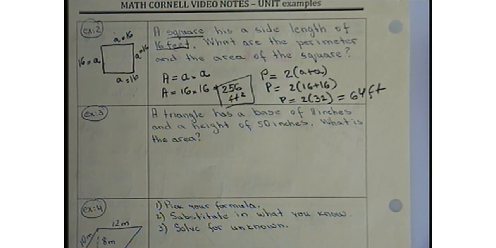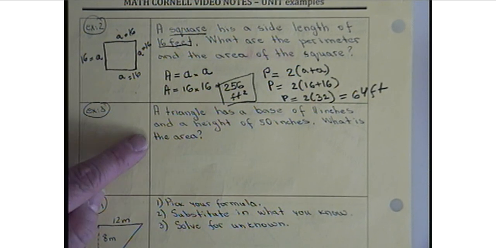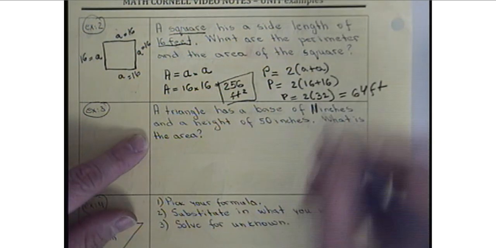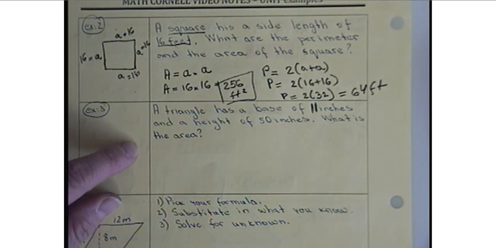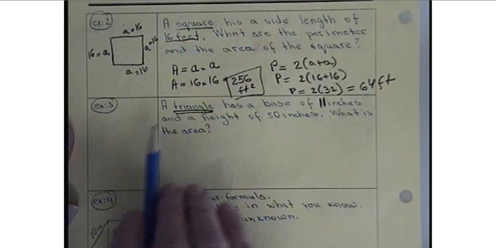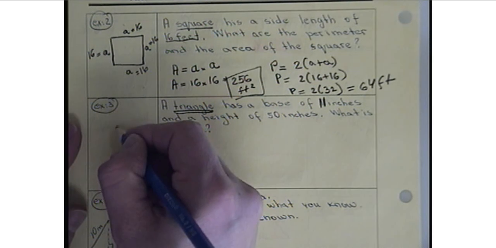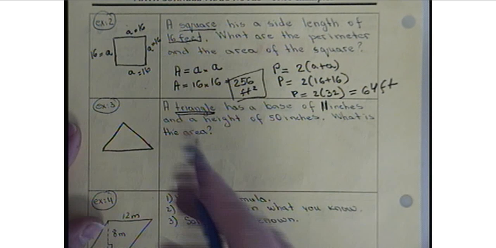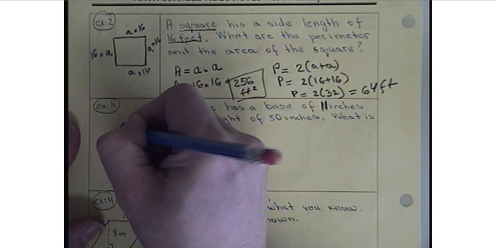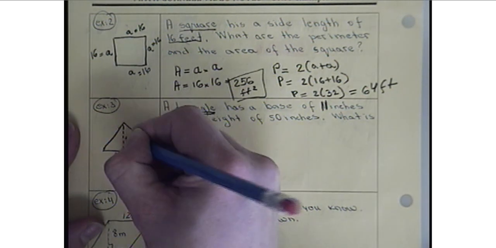Next example says a triangle has a base of 11 inches. So this is 11 inches here. And the height of 50 inches. What is the area? So triangle, all right? Always make sure you read the words. Don't skip it, don't assume. Just read it carefully. Triangle. Well, let's draw a triangle then. And it says that it has base 11 inches and height of 50 inches.